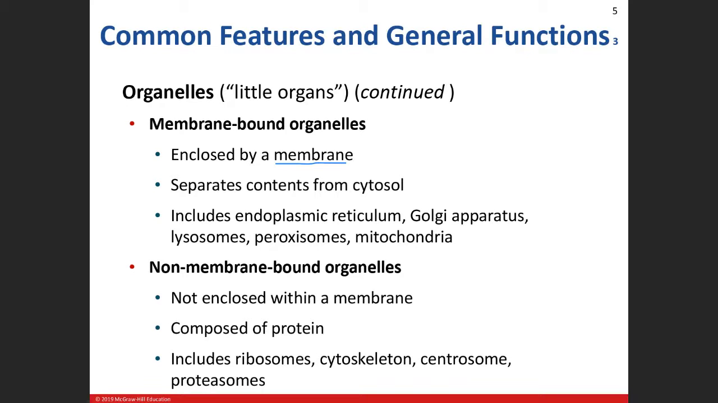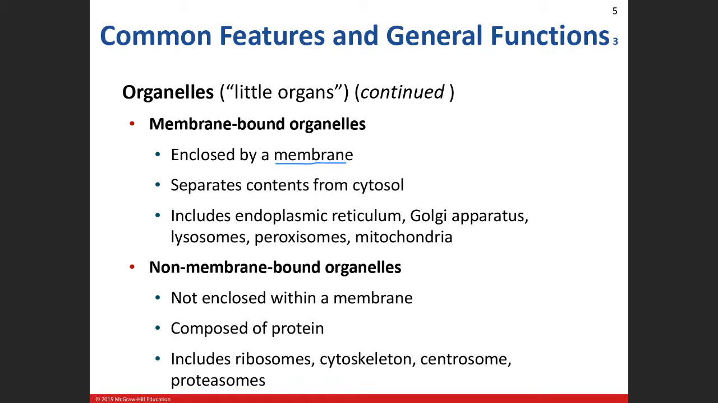Right, we're going to go through the different types of membrane-bound organelles. The endoplasmic reticulum, also known as the ER, the Golgi apparatus, sometimes referred to as the warehouse of the cell, lysosomes, peroxisomes, and then one of my favorites, the mitochondria, the powerhouse of the cell.